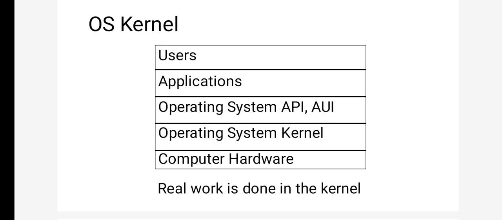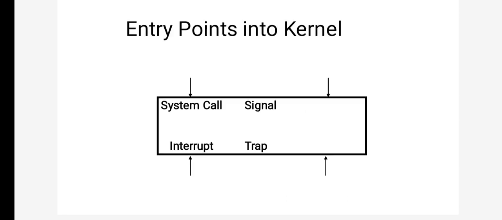When we discuss the operating system kernel, we discuss the users, application, operating system, API, GUI, operating system kernel, and computer hardware. Real work is done in the kernel. We have some entry points into the kernel: the system call, signal, and then interrupt and trap.